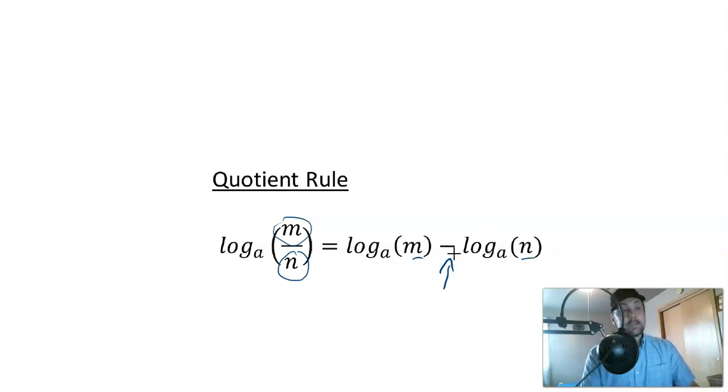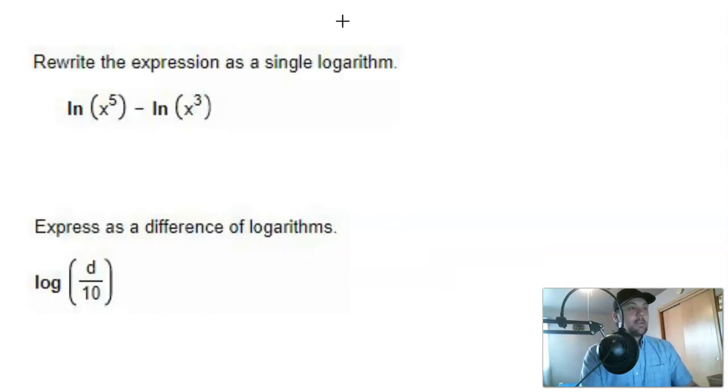And what I was about to say is that this rule works in reverse. So if you're subtracting two separate logarithms, you can rewrite that as a single logarithm by dividing those things inside of a single logarithm. And again, the order matters there when you're dividing. So make sure the thing from the positive logarithm goes on top, the thing from the negative logarithm goes on the bottom. All right, so let's take a look at a couple of examples for this.